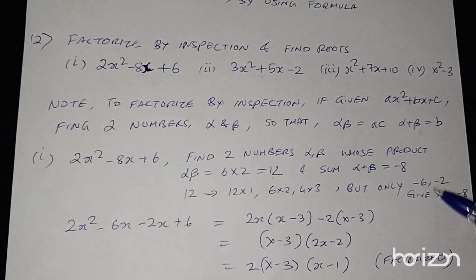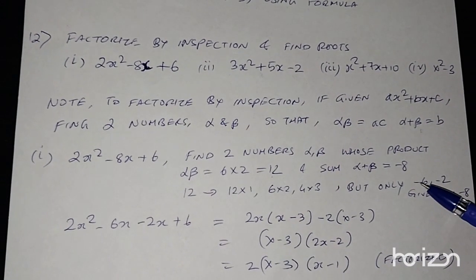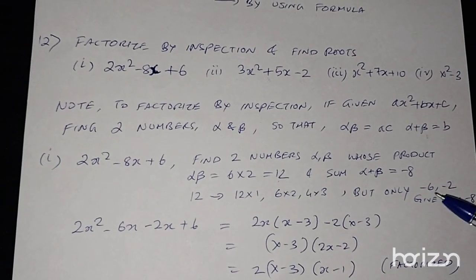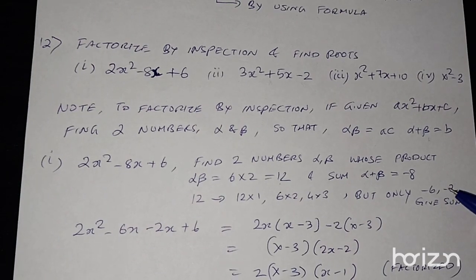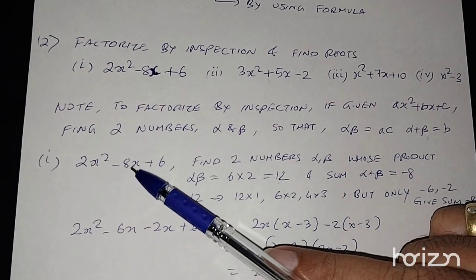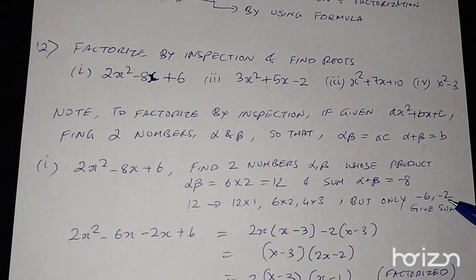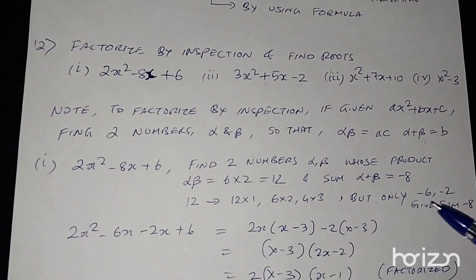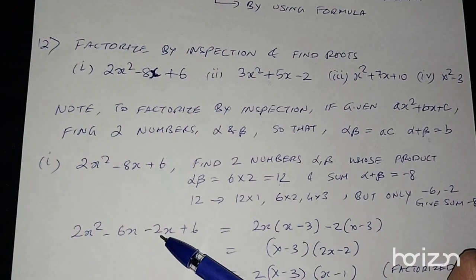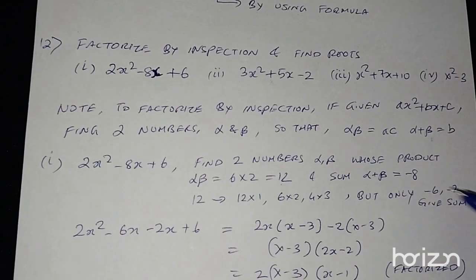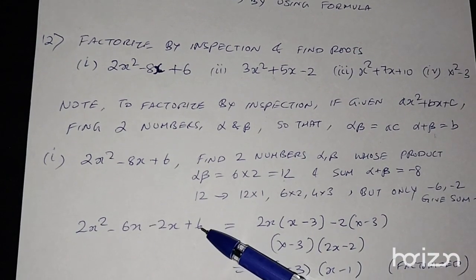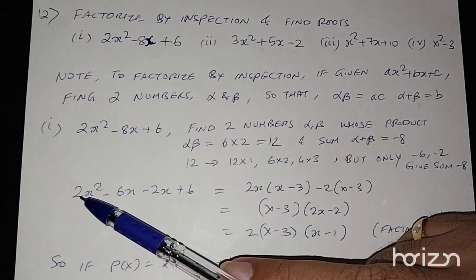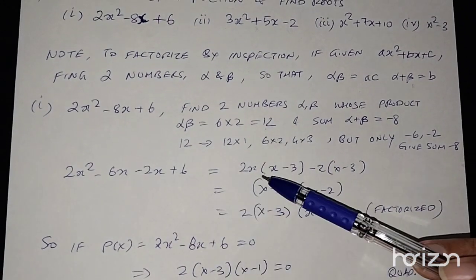So you have found two numbers by trial and error whose product, minus 6 and minus 2's product, is 12. Okay, and whose sum, minus 6 plus minus 2, is minus 8, which is the b value. So once you find such two numbers, this equation can be written as 2x squared minus 6x minus 2x plus 6. So this 8 is broken down into these two subterms. Okay, once you break it into subterms, you can pull out the commonalities. For example, here you can pull out 2x.